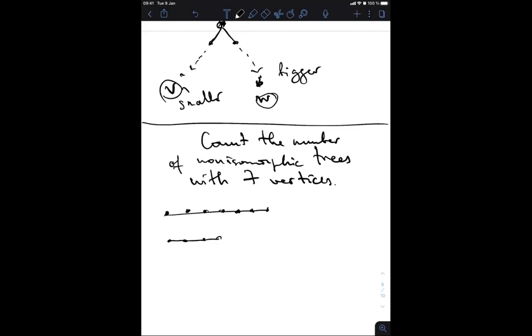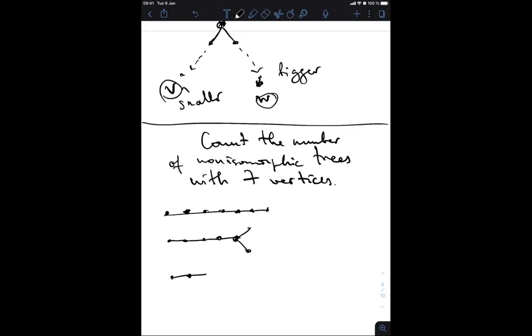Okay, so let me see if I can draw all of them. Here we have all vertices of degrees either 1 or 2. That's our first case. And as soon as vertices of degree 3 appear, we'll be getting a thing like this.